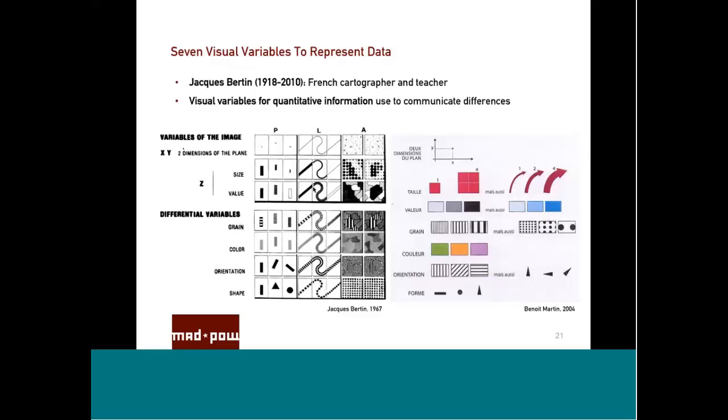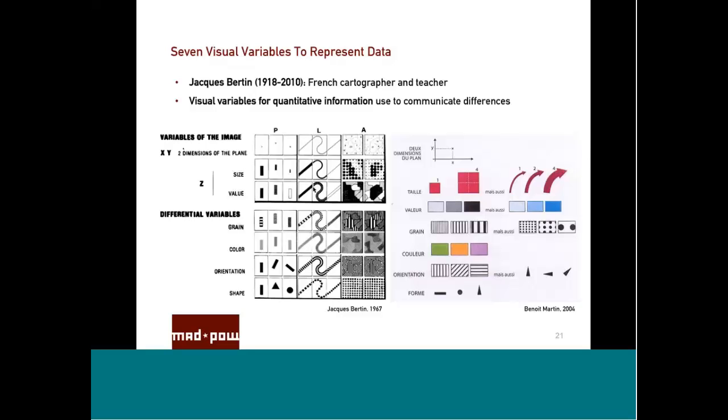So I'm going to run through them fairly fast just to give you a sense of where they stand, and we'll see how they relate to some of the other concepts of perceptual variables. On the left is the original visual explanation that Bertin put together. On the right is a more recent one done by another professor, Benoit Martin. So the first visual variable is position, the point, where a point sits on a two-dimensional plane.